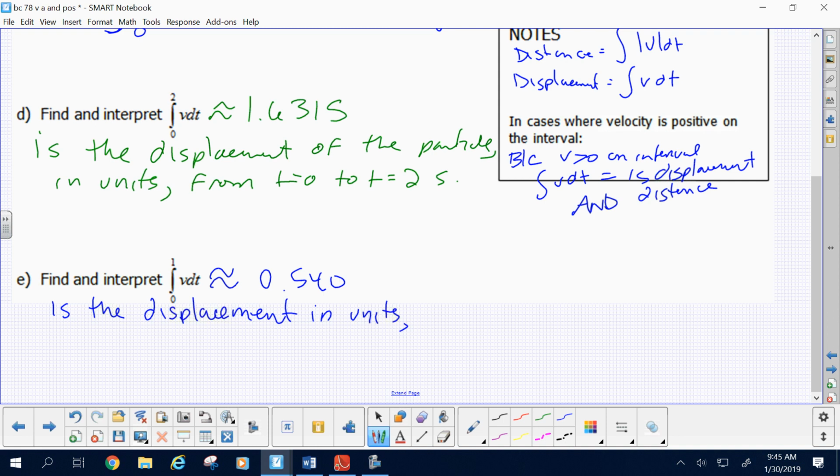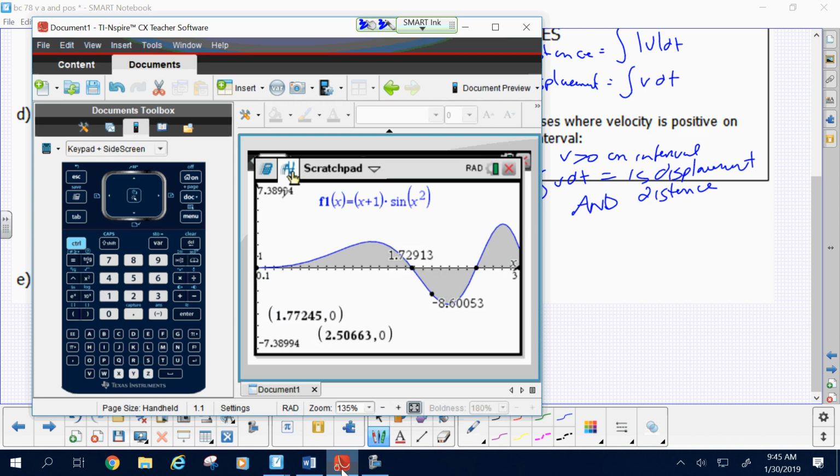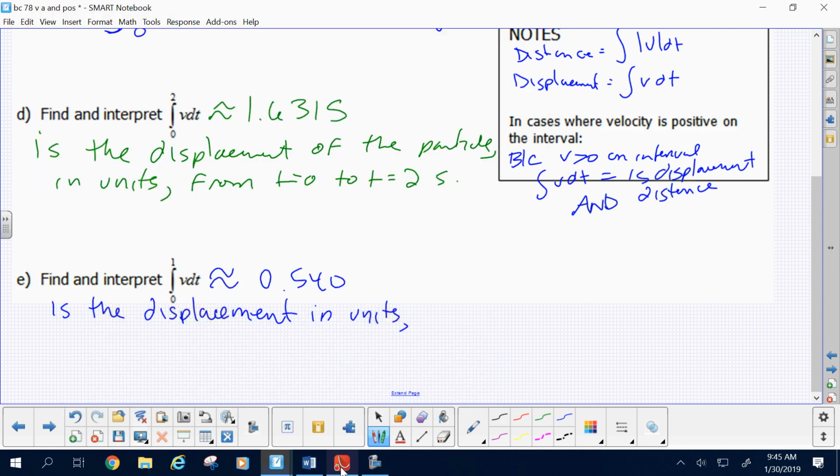Okay, so what's the difference? Velocity is always positive in that region. So it's not only the displacement, it's also the distance. And you need to say that. There's a point built in for that. So it is the displacement in units, and because velocity is positive, also the distance.